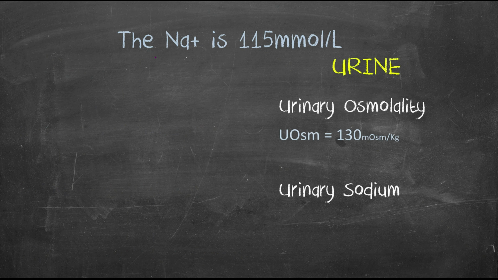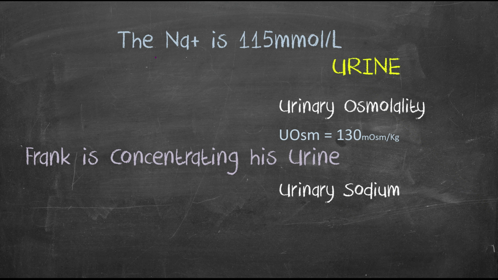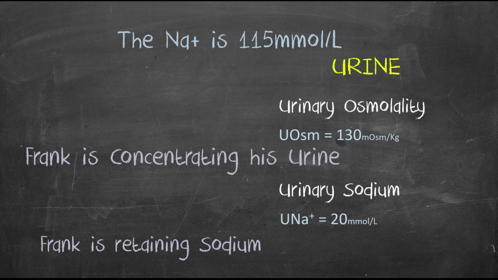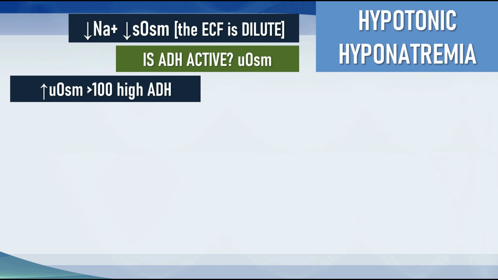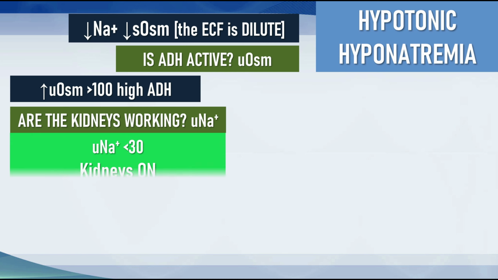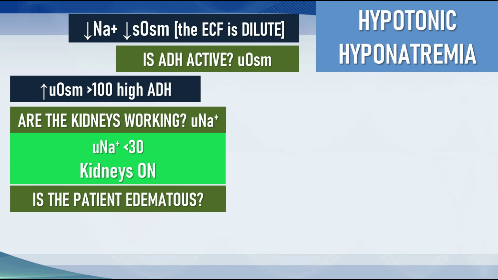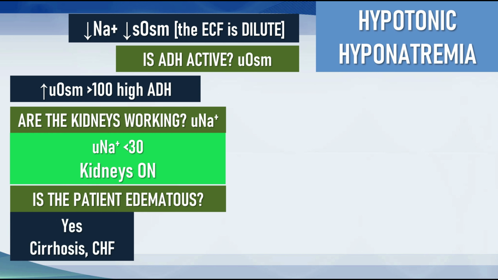Let's have a peep at his urine. His urinary osmolality is 130 milliosmoles per kilogram, so Frank is concentrating his urine. His urinary sodium is 20 millimoles per litre, so Frank is retaining sodium. So let's look at the decision tree. Hypotonic hyponatremia, ADH is definitely active because his urinary osmolality is more than 100. His kidneys are working because his sodium is less than 30. The next question you must ask is: is Frank edematous? And Frank is edematous, so it is likely that his hyponatremia is being caused by cirrhosis.